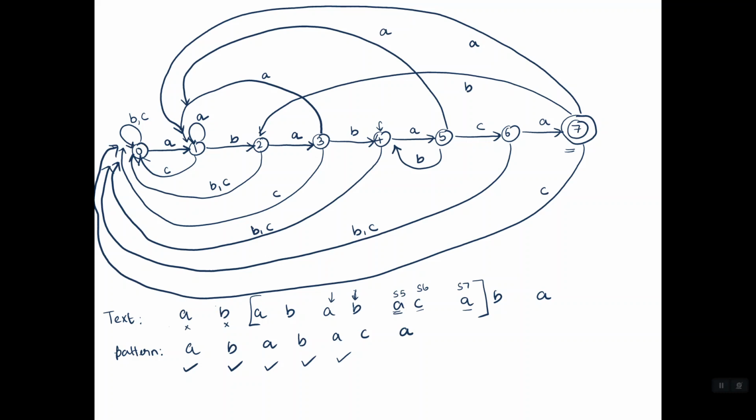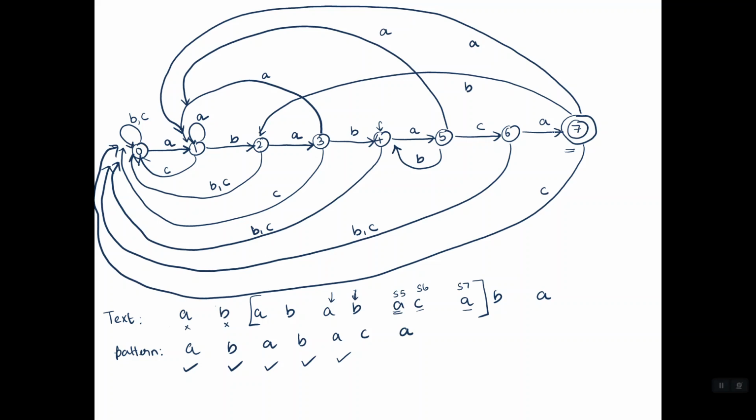So AB, AB, AC was the pattern, but here I am getting a mismatch. So what I'm going to do is move one state previously in the text. I'm going to traverse the text in the same order and see whether at any other point of time I'm going to get the finite automata. Yes, since I have reached the final state S7, it means that it is a pattern match.